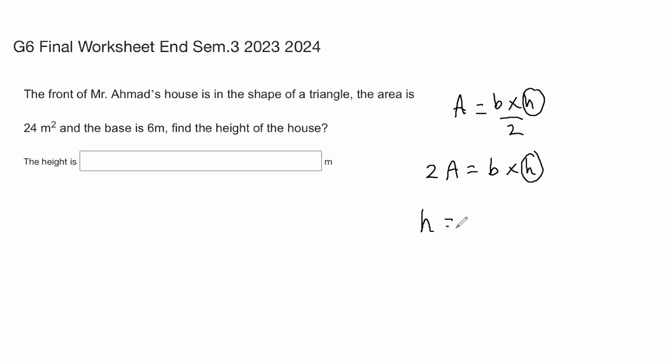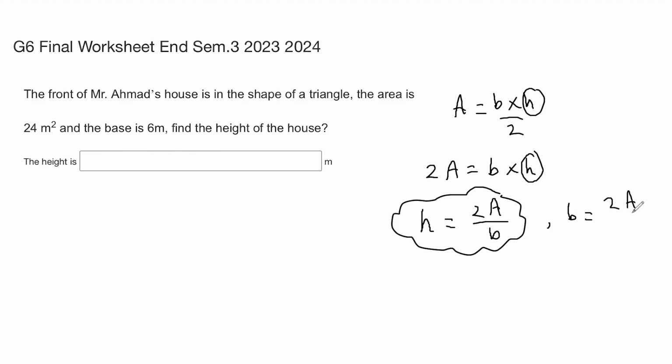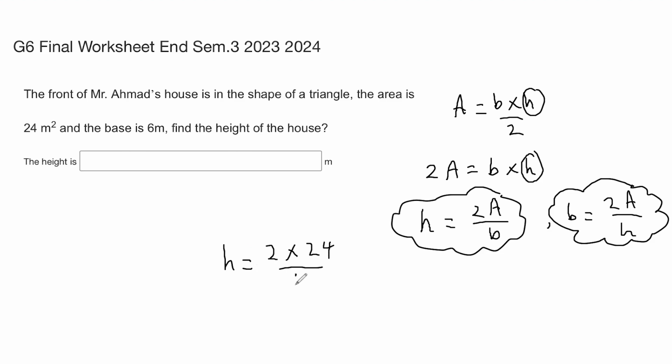So now we have height equals 2 times area divided by base. You can use this formula. Also, base equals 2a divided by h in case we need the base. Now we need the height, given the area is 24 and the base is 6. So height equals 2 times 24 divided by 6. You can simplify. Divide by 6 is 1, divide by 6 is 4. So 2 times 4 equals 8 meters. The answer is 8 meters.